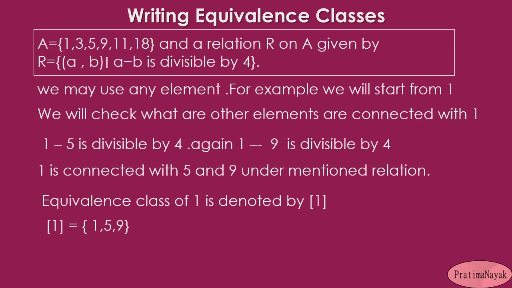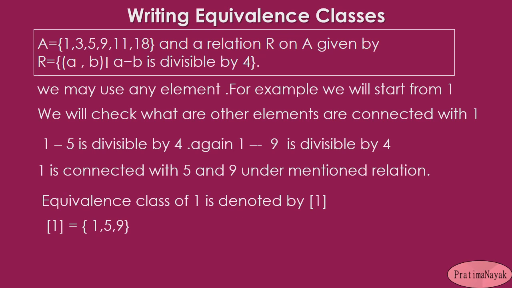If you observe very carefully, only 5 and 9 are connected with 1. Can you think of any other number? 1 minus 3? No. 1 minus 9? Yes, we got it. 1 minus 11, that is 10, not divisible by 4. 1 minus 18, also 17, is not divisible by 4.